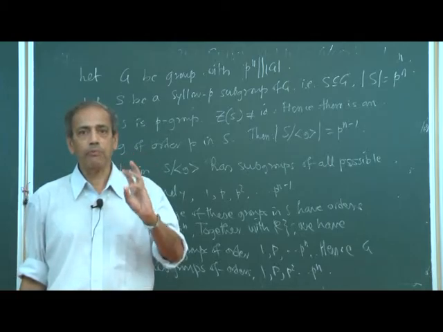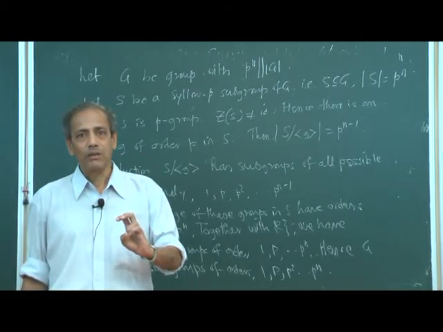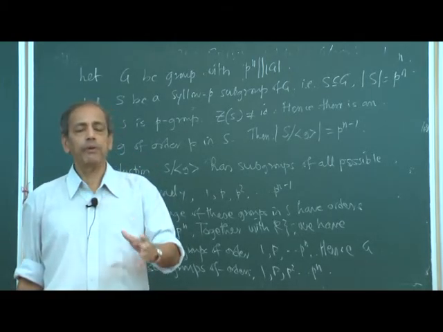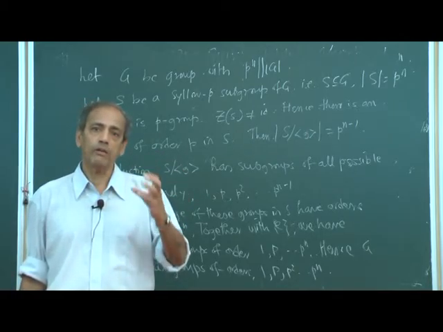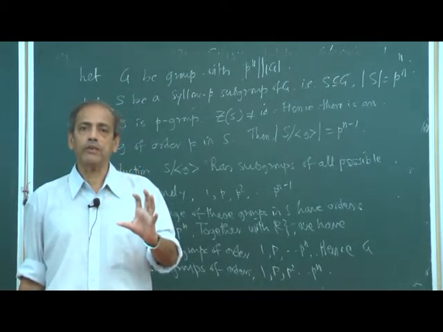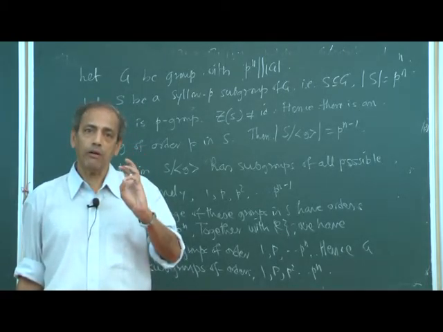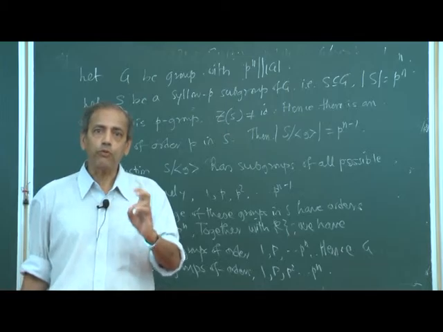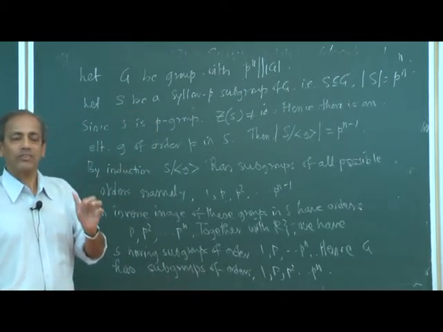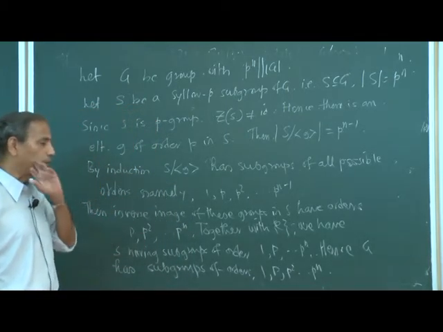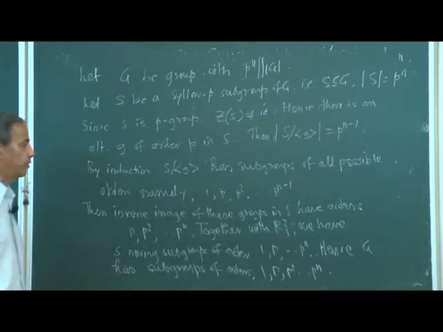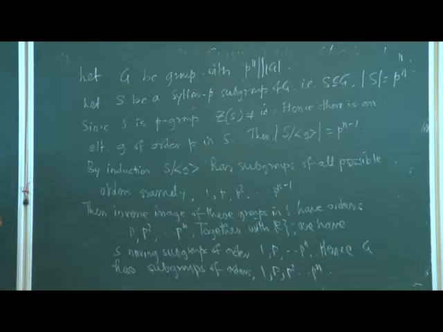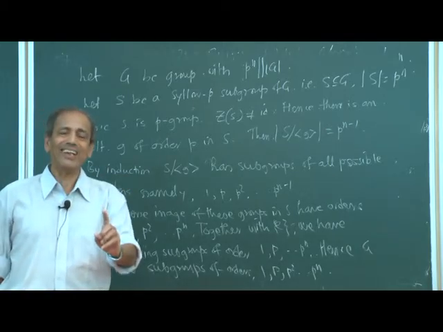So, for example, if you have a group of order 24, then it has subgroups of order 1, 2, 4 and 8. It has a subgroup of order 1 and 3. Let us take, for example, a group of order 32, then it has subgroups of order 1, 2, 4, 8, 16 and 32. So, this is a powerful theorem.